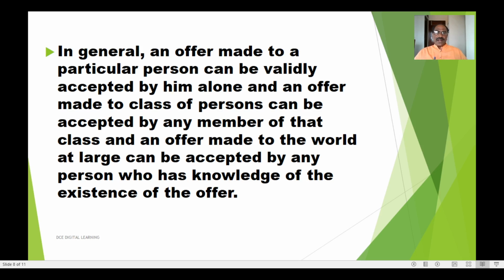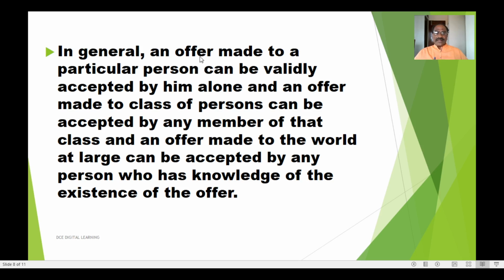Next, in general, ಇದು ವೆರಿ ಇಂಪಾರ್ಟೆಂಟ್ ನಮಗೆ. ಜನರಲ್ ಆಗಿ an offer made to a particular person can be validly accepted by him alone. ಅಂದ್ರೆ ಇದ್ರ ಪ್ರಕಾರ that is offers. ಸೊ that is particular offer ಮತ್ತು general offer ಅಂತ ನಾವು ಅಬ್ಸರ್ವ್ ಮಾಡ್ಬೋದು. ಇಲ್ಲಿ ಜನರಲ್ ಆಫರ್ ಅದರ ಪರ್ಟಿಕ್ಯುಲರ್ ಆಫರ್ ಅಂದ್ರೆ ಸ್ಪೆಸಿಫಿಕ್ ಆಫರ್ ಆದ್ರೆ that is, in general, an offer is made to a particular person. ಅಂದ್ರೆ ಇದನ್ನ ನಾವು ಸ್ಪೆಸಿಫಿಕ್ ಆಫರ್ ಅಂತ ಕರಿತೀವಿ.